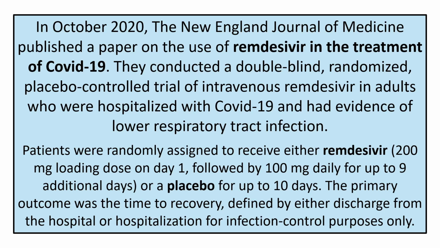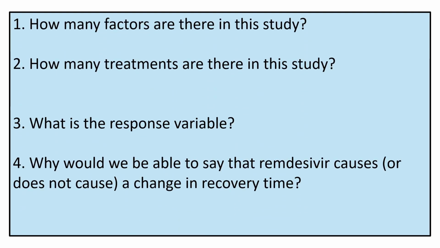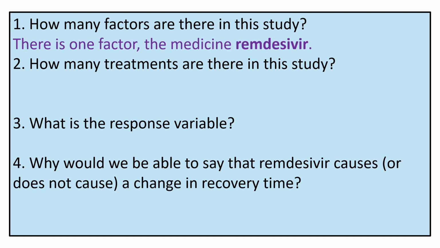So this experiment was conducted. The patients were randomly assigned to receive either remdesivir or a placebo. The primary outcome was the time to recovery. So let's go over those questions. In this case, how many factors are there? Well, remember, a factor is the thing that's being controlled, and the only thing that's being controlled in this study is whether or not a person gets the drug or the placebo. So there's a single factor, that is the medicine, and two levels of that factor. The first level is you get the medicine, the second level is you get a placebo. So one factor, two levels.